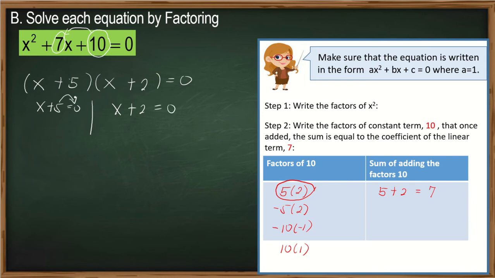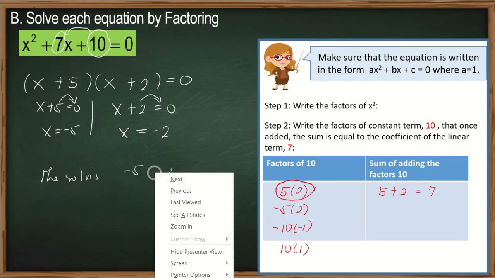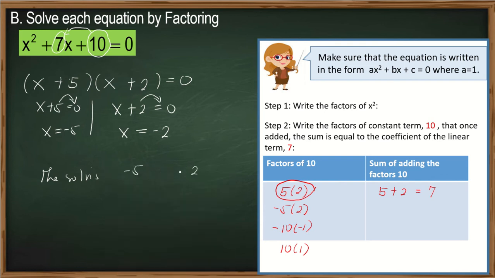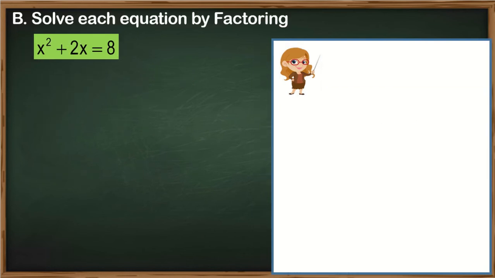We transpose the constants to the right side. So we have x is equal to negative 5 and x is equal to negative 2. So the solutions are negative 5 and negative 2. Okay? Let's have another example.